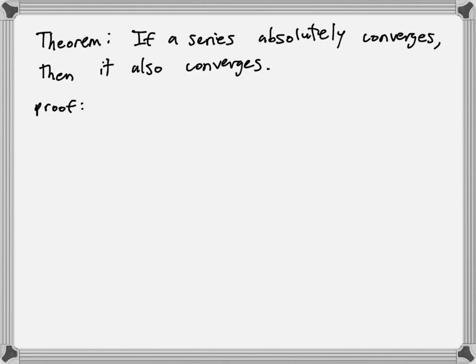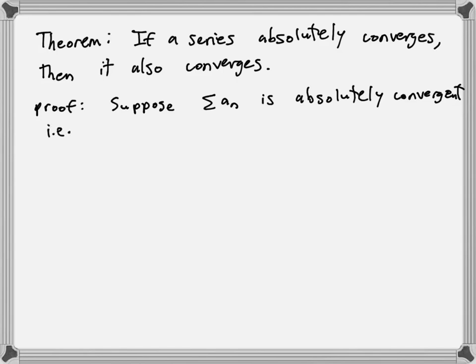Because we're trying to prove this, we need to start with the assumption, right? We're assuming that a series absolutely converges. So I want us to suppose this guy is absolutely convergent. And let's go back to definitions. What does it mean for that guy to be absolutely convergent? That means that this converges.